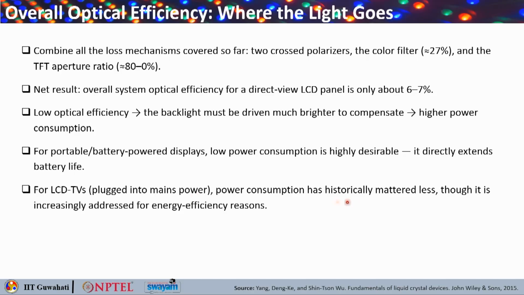For LCD TVs which are plugged into mains power, their power consumption has historically mattered less, even though it is increasingly addressed for energy efficiency reasons. So you can understand that power is not a problem if it is directly plugged into the mains line, but energy efficiency is always a problem with this kind of LCD TV, because only 6 to 7% optical efficiency is what you are getting.